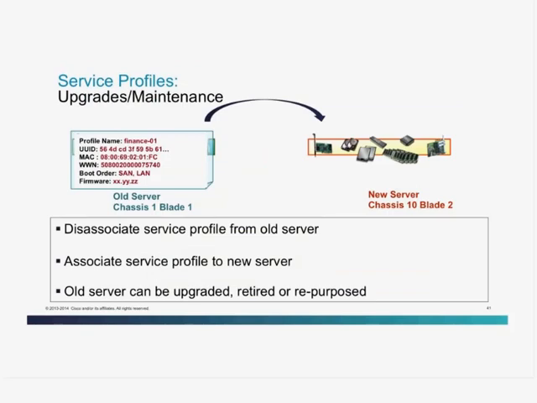As you can see in this example, we have a service profile named Finance01, with its UID, MAC address, boot order, whatever you have set it to. So if there's a hardware failure on your blade, or a maintenance, or you want to do a hardware upgrade on your infra, the only thing you need to do is disassociate your service profile from the old server and move it to the new one. And the old one can be upgraded, or whatever changes you want to make.